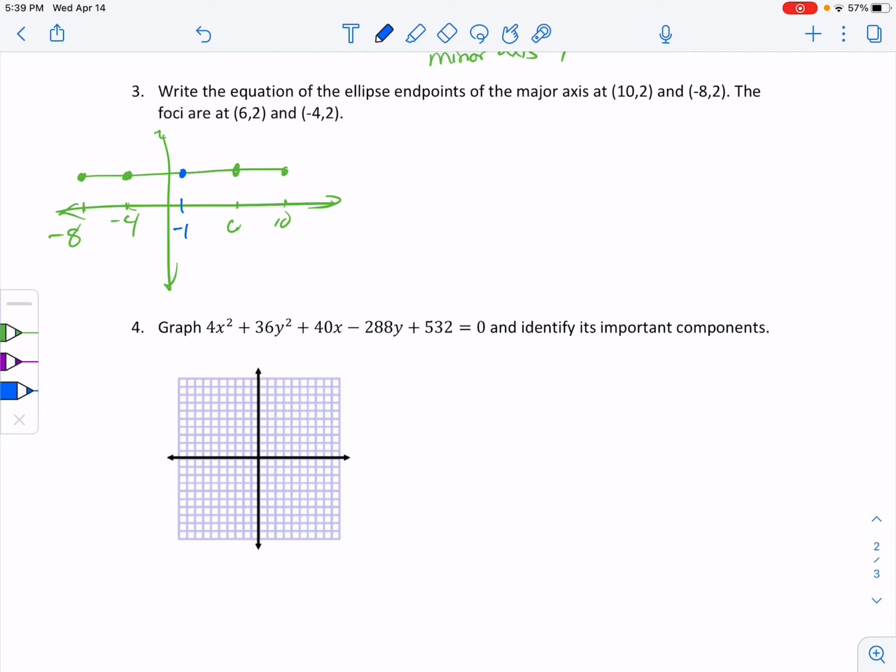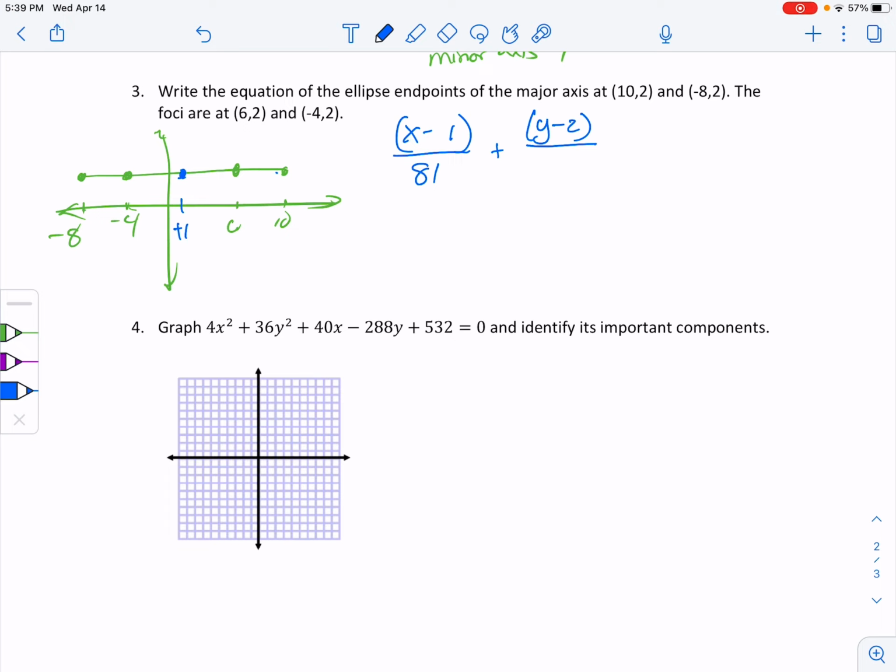Okay, so we know in the x direction, the length is 9, so that's over 81. My center is at negative 1, 2. Oops. So it's x minus a negative 1. Is that right? Oh, it's at positive 1. Sorry. So that's x minus 1. The y direction I don't know yet, but we know this is y minus 2.